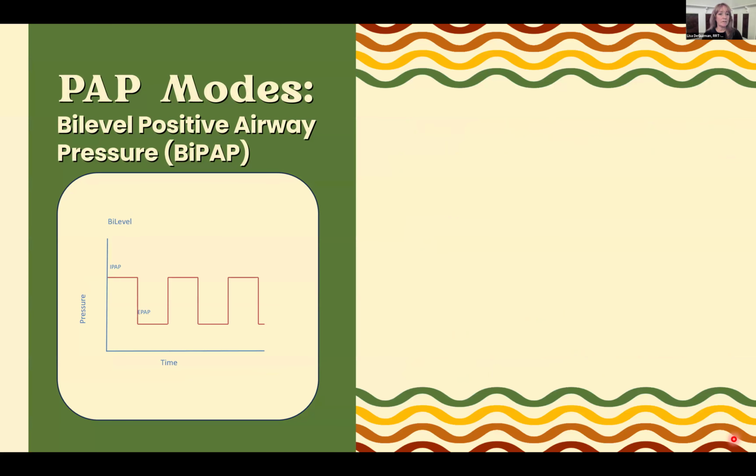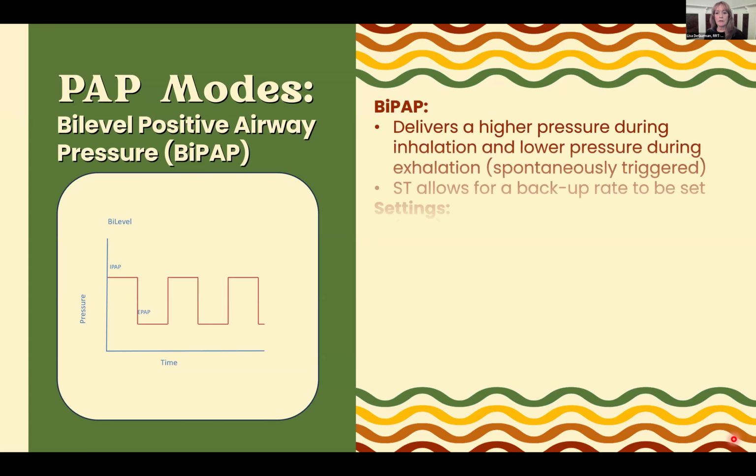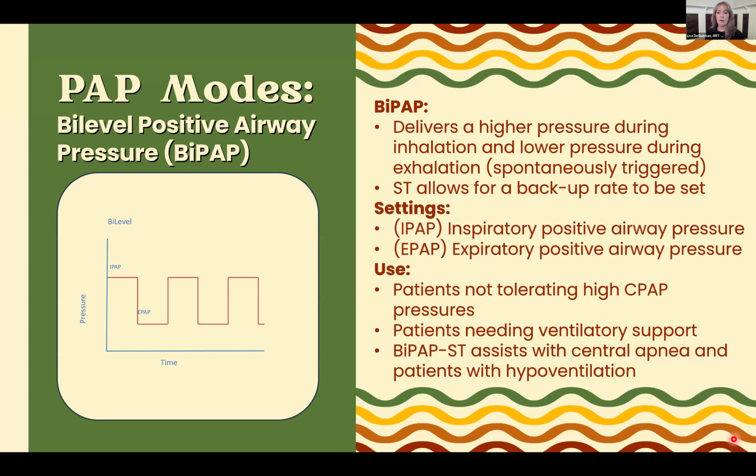Next one we'll look at is bilevel. BiPAP, bilevel airway pressure. You can see on the graphic, your inspiratory pressure is high, and then it drops down for exhalation and just cycles back and forth. Regular BiPAP is triggered spontaneously. So it delivers the higher pressure and then the lower pressure, but the patient is setting the pace. It gives the high breath when they breathe in and then backs off to the lower pressure when they exhale.